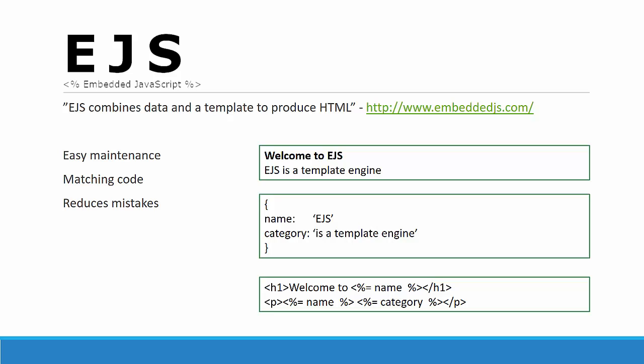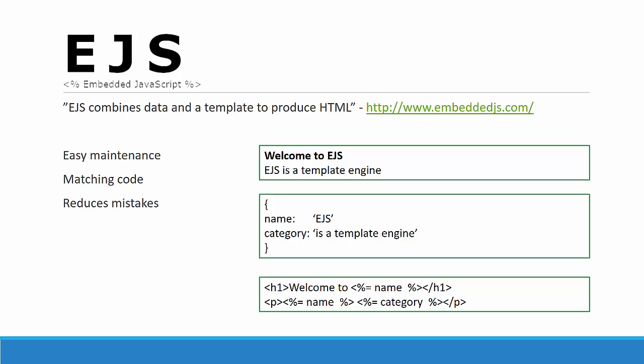This example shows that EJS helps you write code that's easy to maintain. Let's say that I wanted to change EJS to HTML in my text. Then I simply just have to change EJS in the data layer and my HTML would be generated correctly with the text HTML because of the reference.